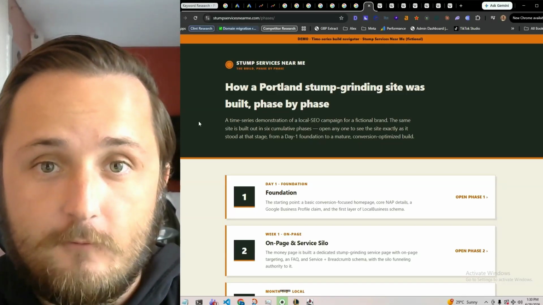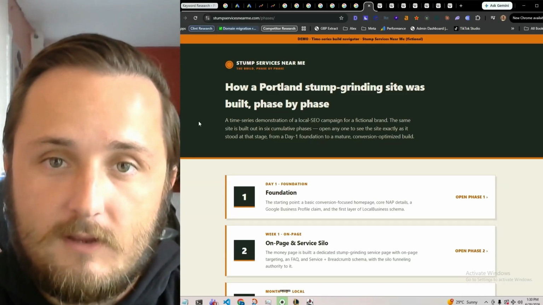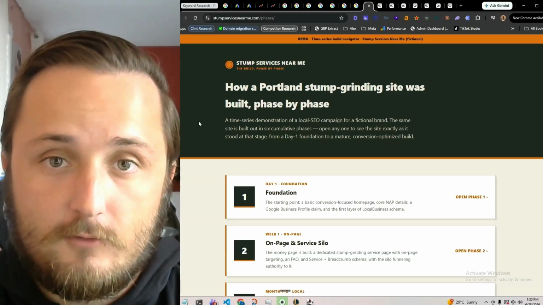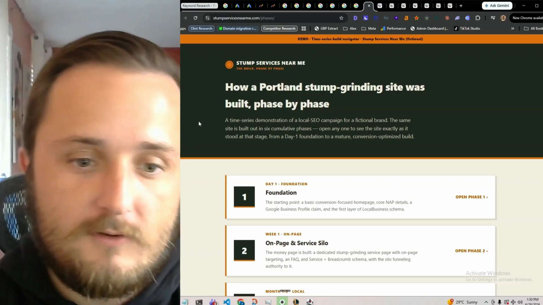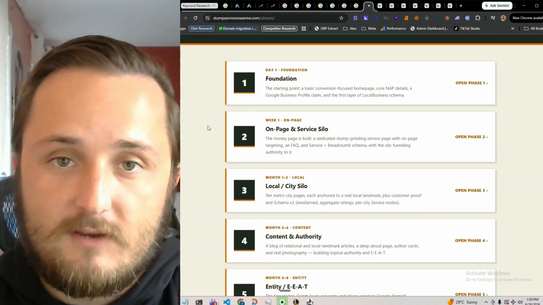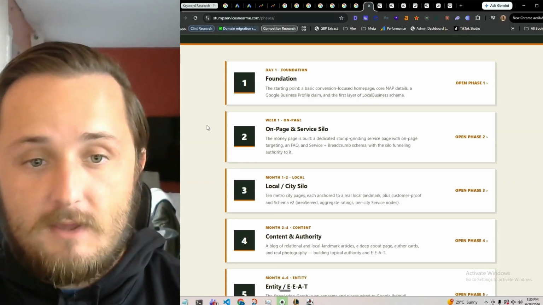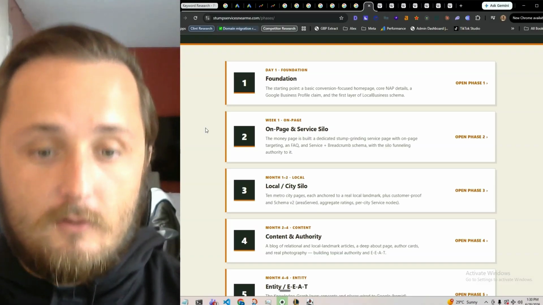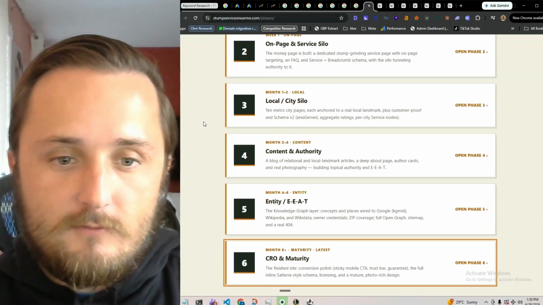This is a full guide on how I would rank a stump grinding service in Portland, Oregon. We're going to go through 6 phases. So we're going to start off with the foundation phase, then we're going to move on to on page, and then we're also going to move on to local and doing some city silos.